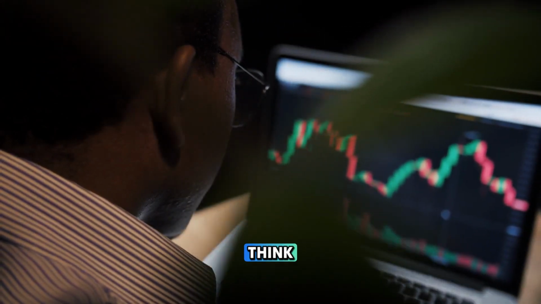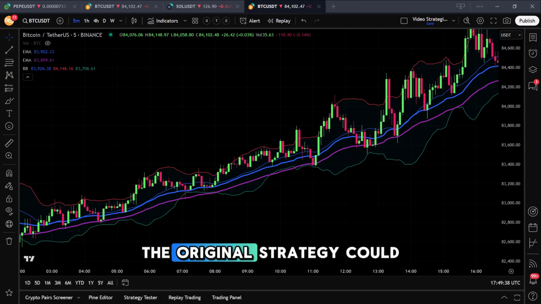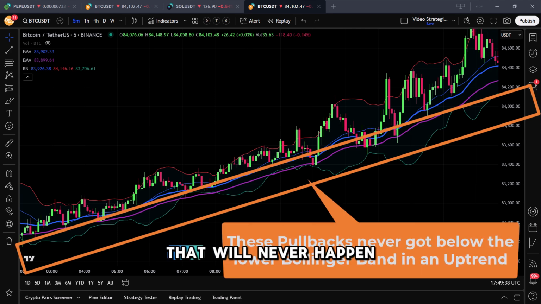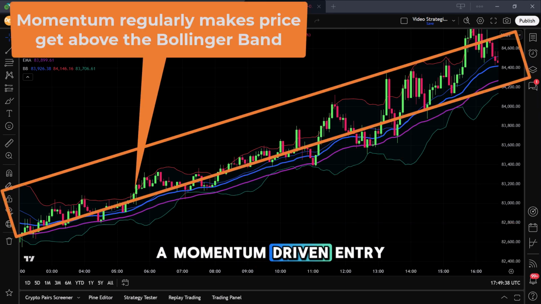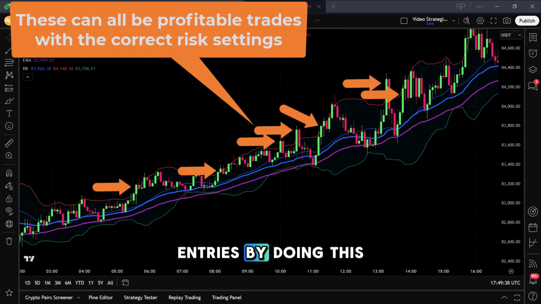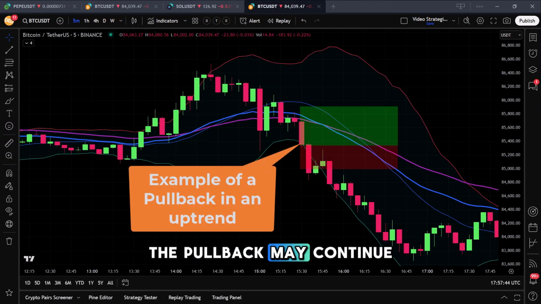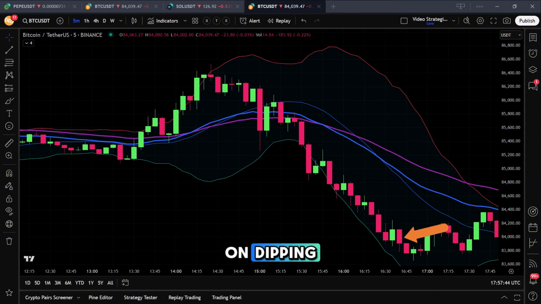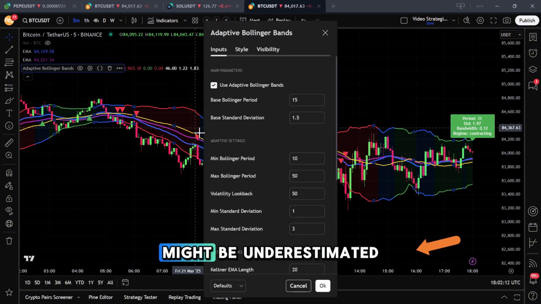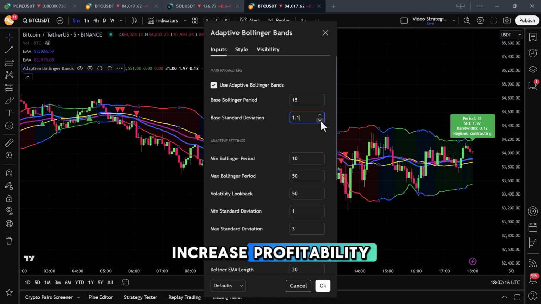Now here's where I think the original strategy goes wrong and where the alternative version has major improvements. First of all, the original strategy could be waiting for pullbacks that will never happen. A momentum-driven entry makes use of the momentum of a trend and so may consistently outperform traditional pullback entries by doing this. If there is a pullback, then in some cases the pullback may continue and the dip keeps on dipping. Also, small indicator tweaks might be underestimated. Minor adjustments can massively increase profitability.